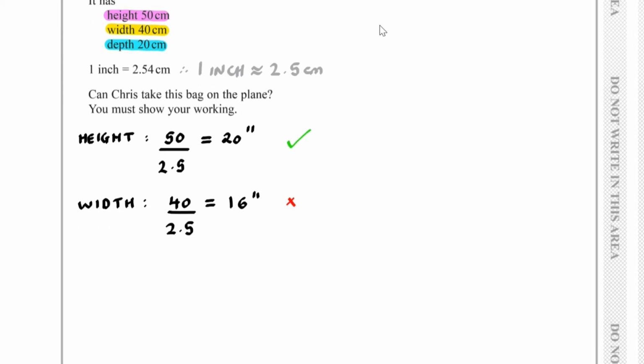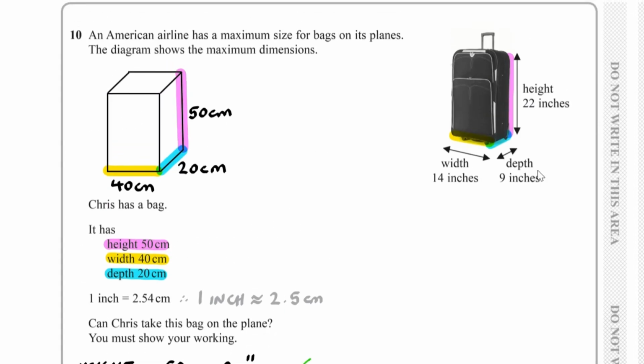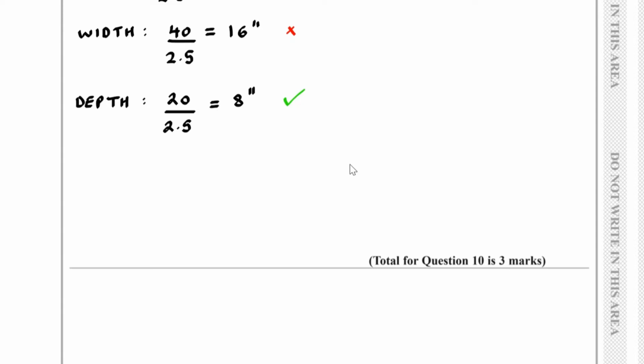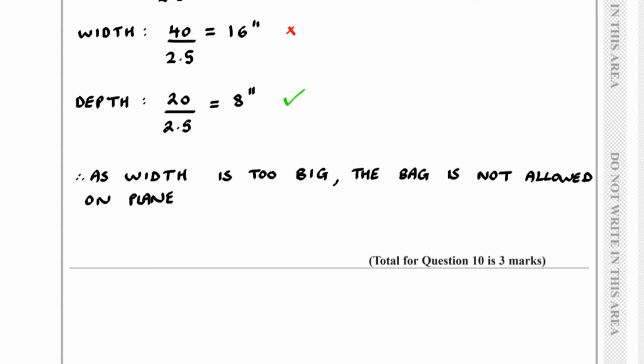And if we think about the depth, we've got a depth of 20. So if I do 20 divided by 2.5, I would get 8 inches, and the 8 inches is less than the 9 inches, so the depth is fine. So what we can conclude then, as the width is too big, the bag is not allowed on the plane.